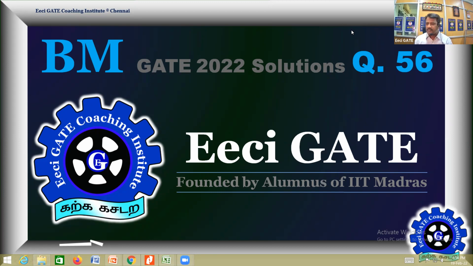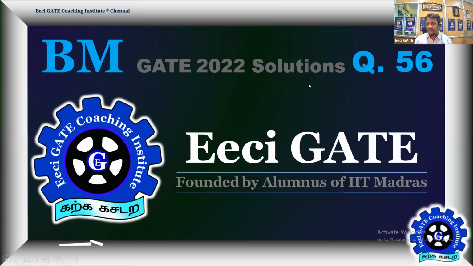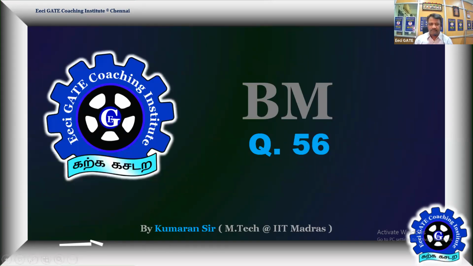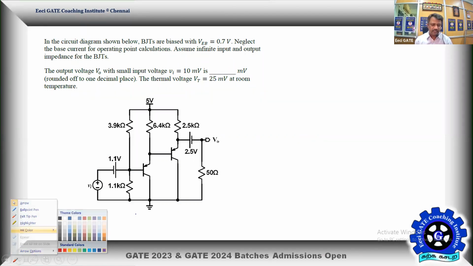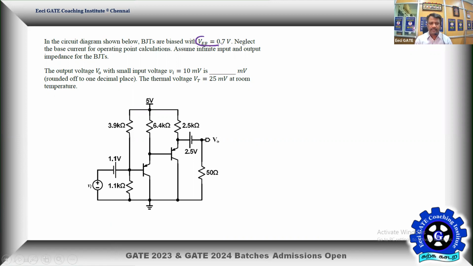So next interesting problem of 56 using BJTs. Interestingly, two PNP transistors are given. Yes, that's the problem figure along with the statements. In the given circuit diagram shown below, the BJTs are biased with VEB equal to 0.7. That's usually the expected data whenever the PNP transistor is given. So it's given for both transistors. You can label the transistors for clarity.